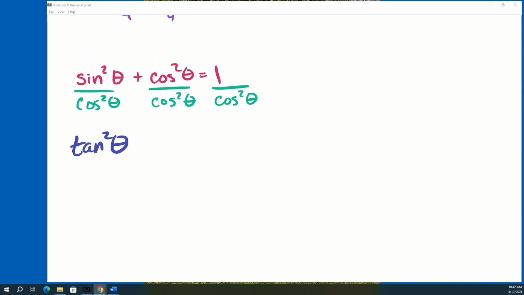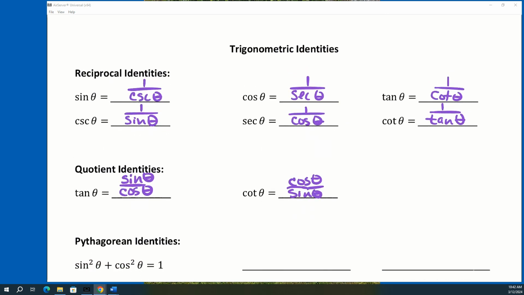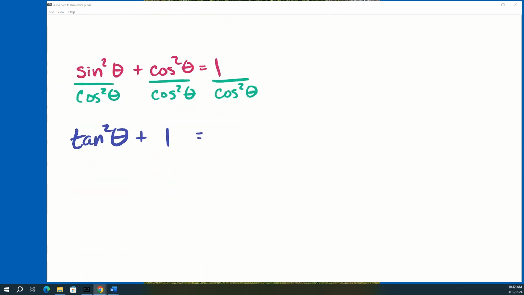All right, what about cosine squared of theta divided by cosine squared of theta? That is 1. All right, we said that using the reciprocal identities, secant is 1 over cosine of theta. So what do you think 1 over cosine squared of theta is? Secant squared. All right, that's another Pythagorean identity. So write that in that second blank, please.